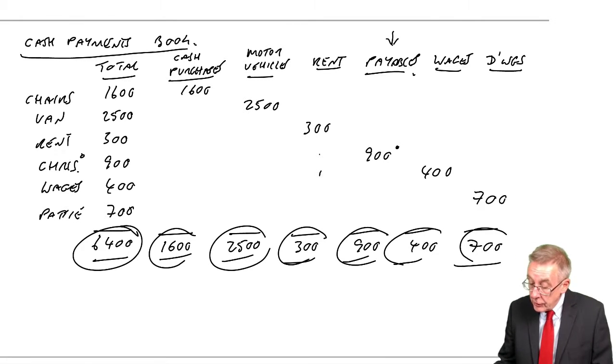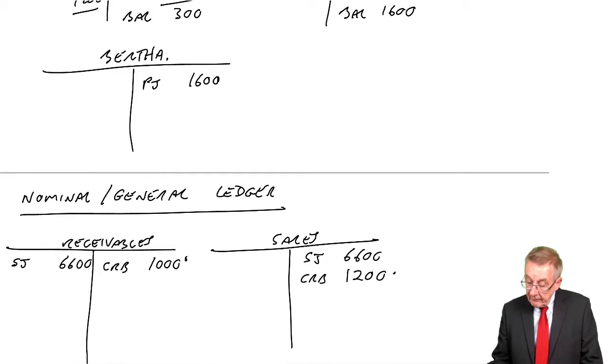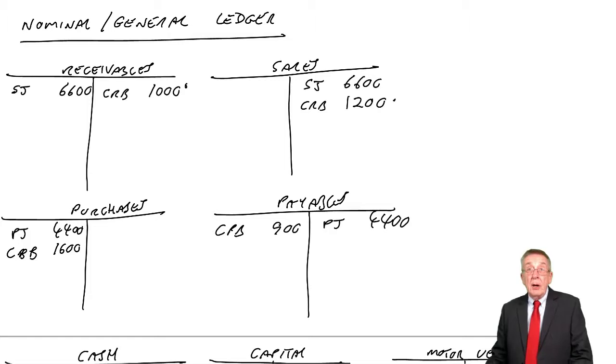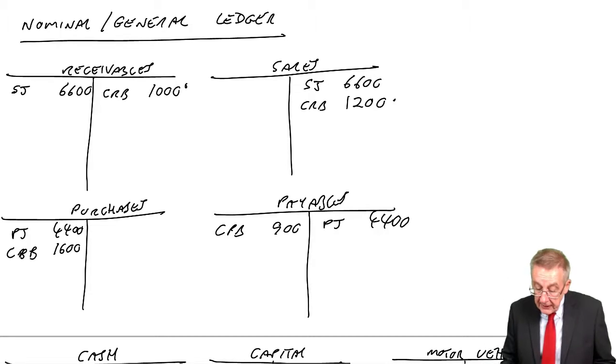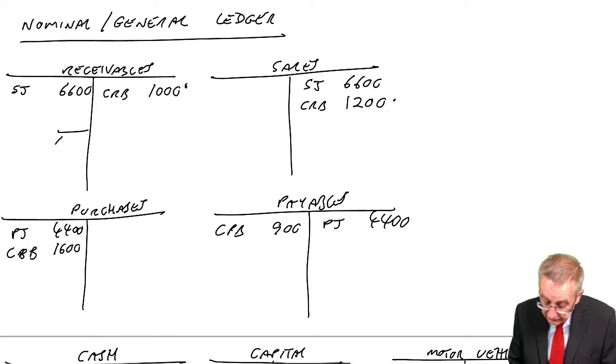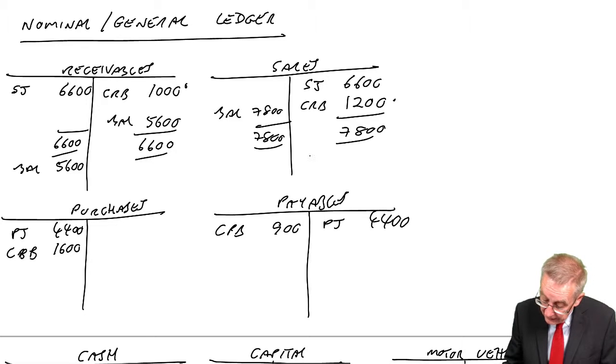So we've now completed the double entry. And so let's do one final step here. From now on, we'd carry on exactly as normal. Take the balances and do a trial balance. So let's do it. The balance on receivables, $5,600. The balance on sales, $7,800.